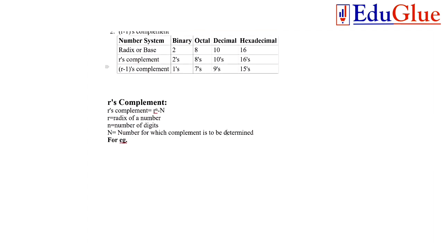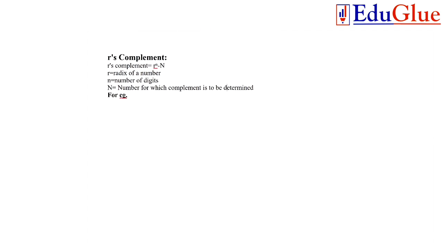What is the formula for R's complement? R's complement formula is R to the power n minus N, where R is the radix of the number, n is the number of digits, and capital N is the number for which the complement is to be determined. So let us take an example. Let us take 1101 base 2. Its complement we need to find out. So what is the base of the number? 2. How many digits? 1, 2, 3, 4. That is 4.